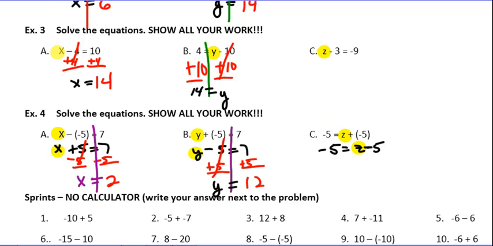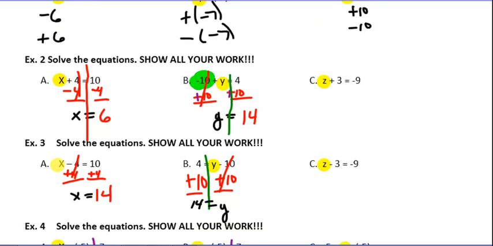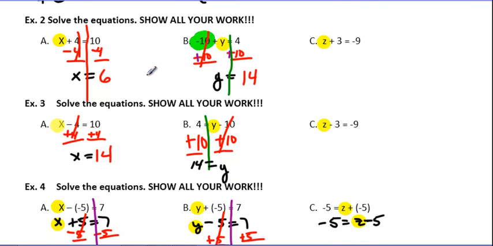Before we finish this video, we're going to go back up to the top in example 2 and talk about how we could check our answers. One of the great things about equations is you will know if you're right or wrong every single time. All you need to do is take your answer and plug it into the original problem for x. So in example 2a, we found x to be 6. If I take 6 and plug it in for x, that becomes 6 plus 4, and 6 plus 4 is 10. Notice we have 10 equals 10. So this checks because 10 does equal 10.